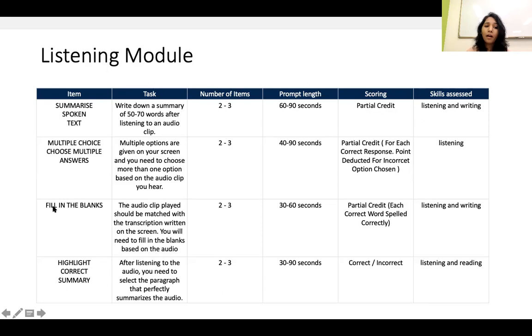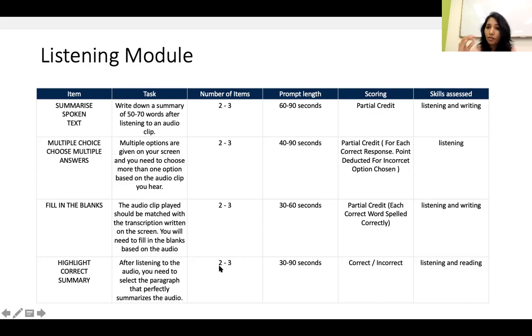The next question type after fill in the blanks is called highlight correct summary. This question type is again a multiple choice question. An audio is played because that's your question. You're listening to a lecture, and there is a question asked which will require you to choose the right summary of the passage. You're given options and you'll have to choose which among the options is an apt summary of the audio that you're listening to. You'll have about 2 or 3 of these questions.